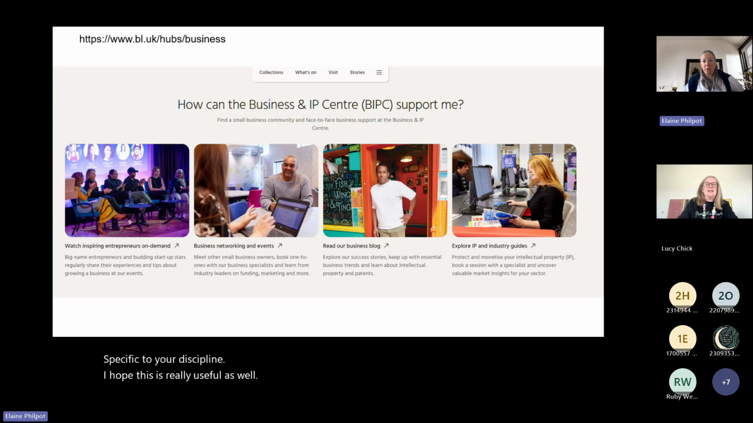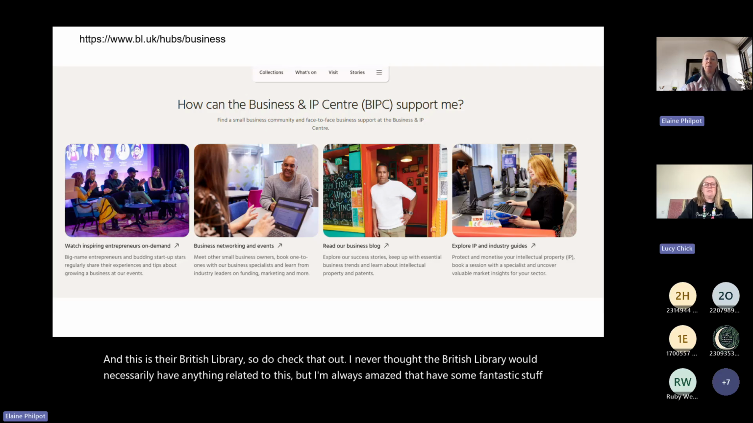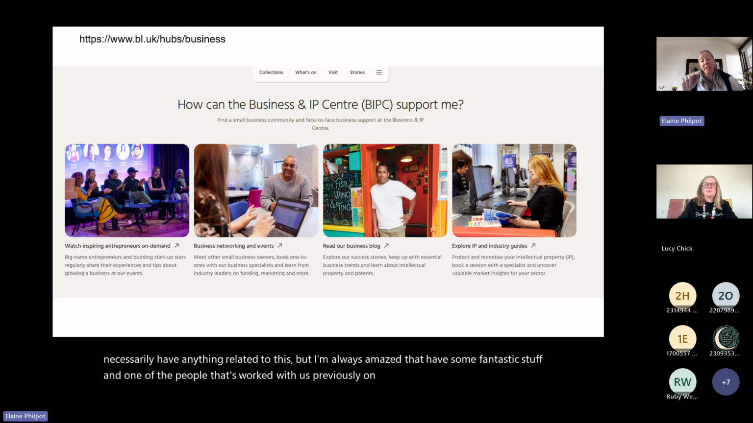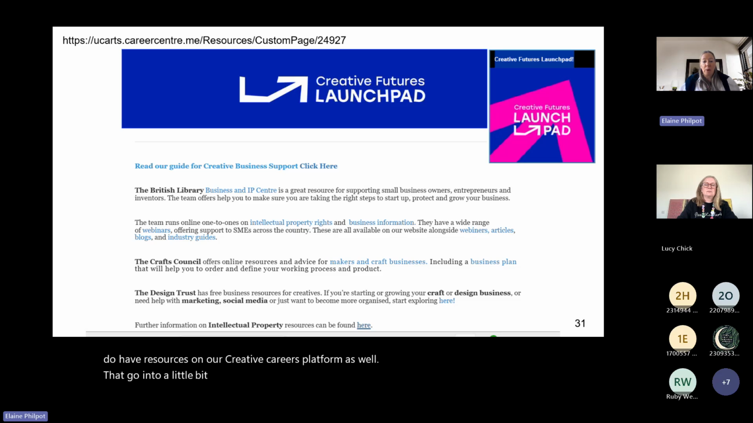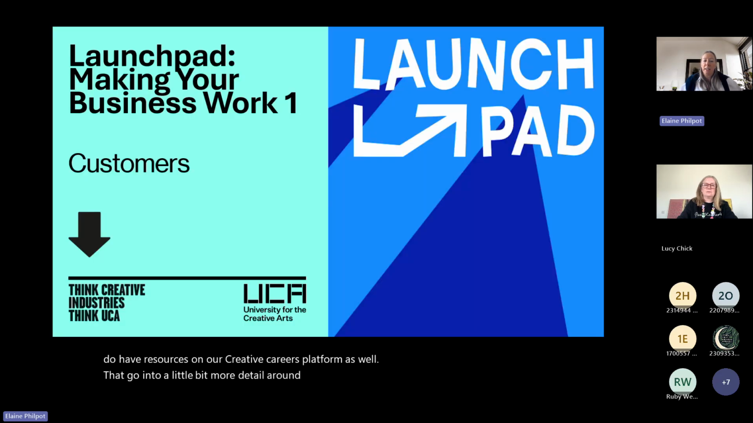And this is the British Library Business and IP Centre. I never thought the British Library would necessarily have anything related to this, but I'm always amazed that they have some fantastic stuff. One of the people that's worked with us previously on running these sessions teaches a lot of the sessions for free there, and he's really great and very accessible, so do check it out. We do have resources on our Creative Careers platform as well that go into a little bit more detail around specific websites and things like that you might need.